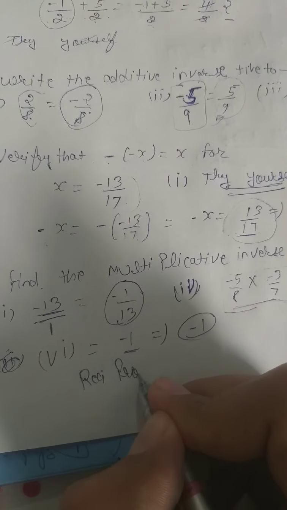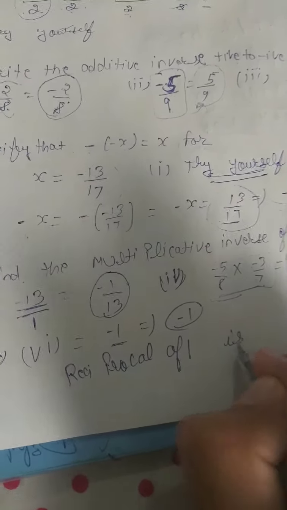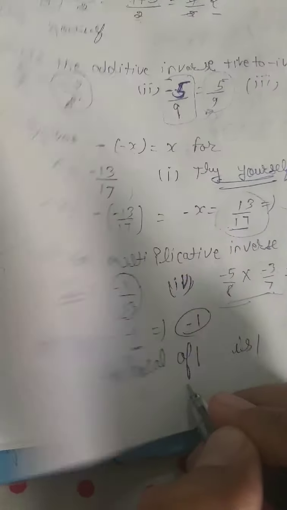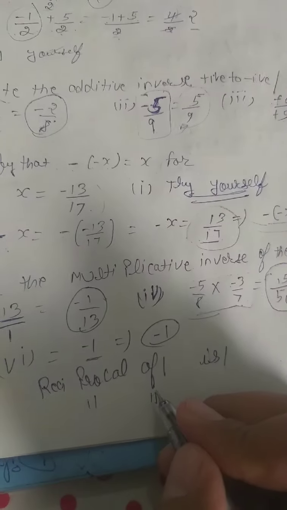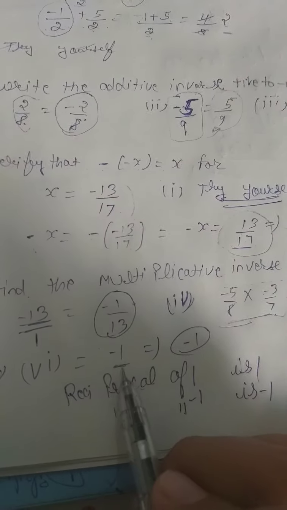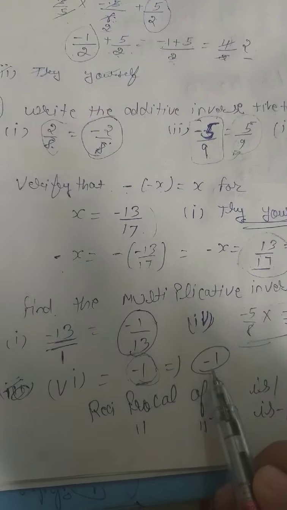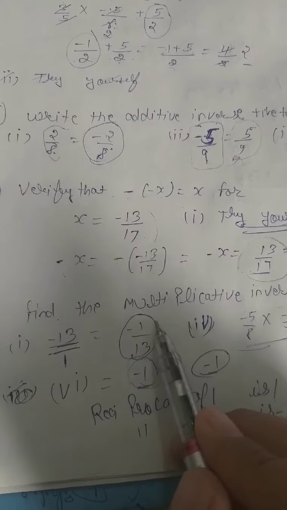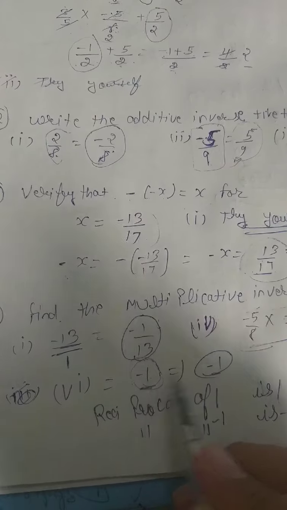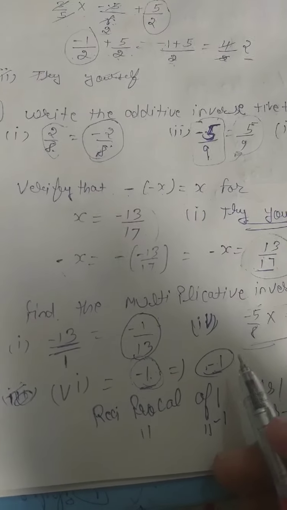Last part, minus 1. Reciprocal of 1 is 1. Reciprocal of minus 1 is minus 1. So the multiplicative inverse of minus 1 is minus 1, because in the multiplicative inverse we take only the reciprocal, and the reciprocal of minus 1 is minus 1.